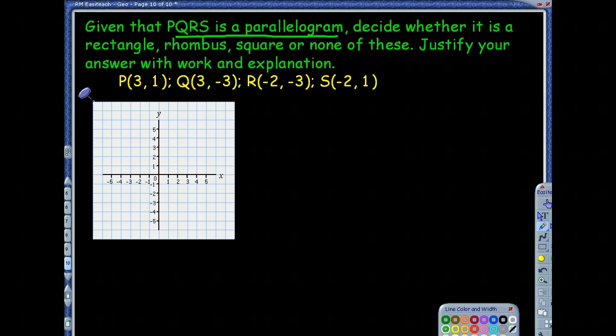So do I need to prove that it's a parallelogram? No. It says, decide whether it is a rectangle, rhombus, square, or none of them. So it may not be any of those specific types. It says, justify your answer with work and an explanation.